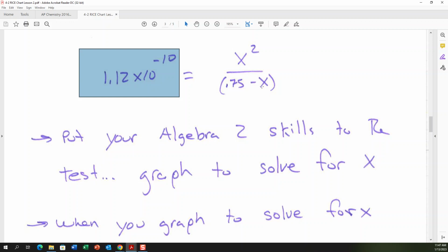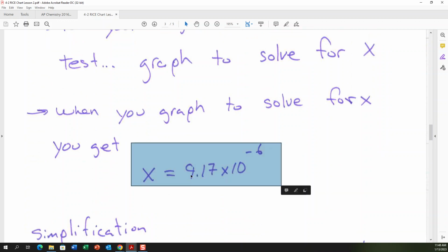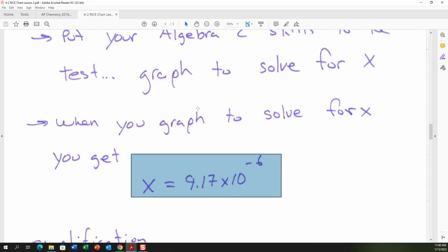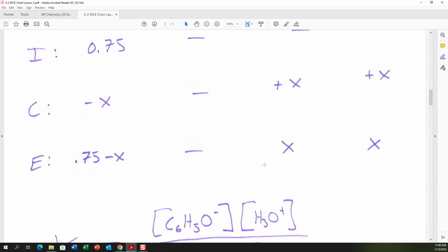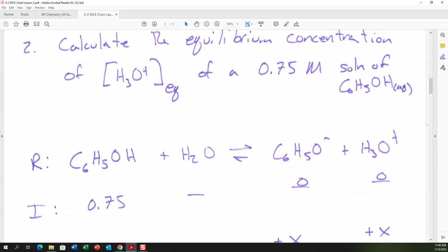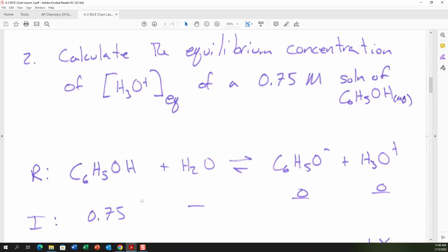And I'm going to show you that when we do simplify it, it ends up being the same number, all right? So if we were to graph to solve for x, this is what we would get, and I rounded my answer to 3 sig figs here. So graphing to solve for x, I get 9.17 times 10 to the negative 6. Okay, and so remember that would be our answer to this question, and our units would be moles per liter or capital M because x is representing the molar concentration of the hydronium at equilibrium.